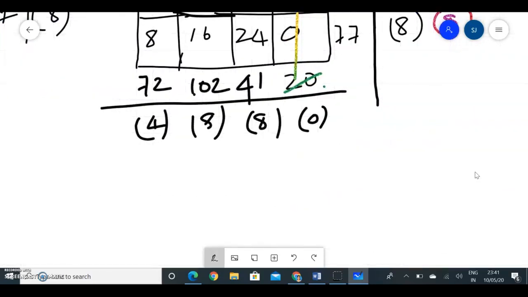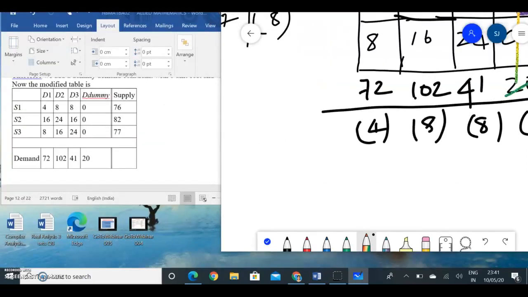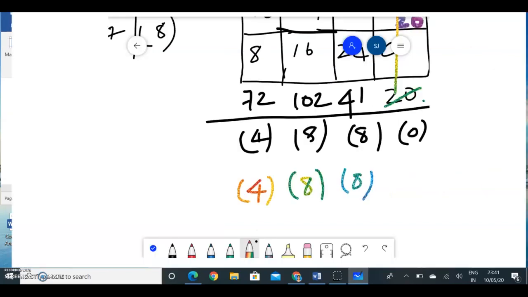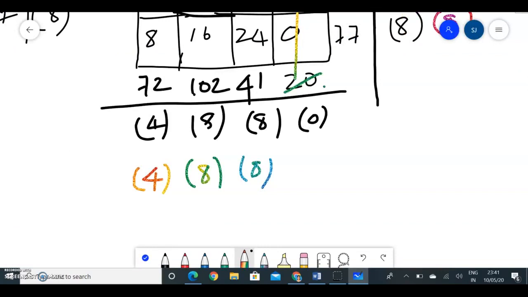Again for the downwards, what is the penalty? You have to write it down. So what is the penalty for this? I'm just going for 4, 16 and 8. What is the penalty now? Because 4 and 8, again it is 4. And then the next one, 16 and 8, again it is 8. And 8 and 16, again it is 8. So I have finished it now.